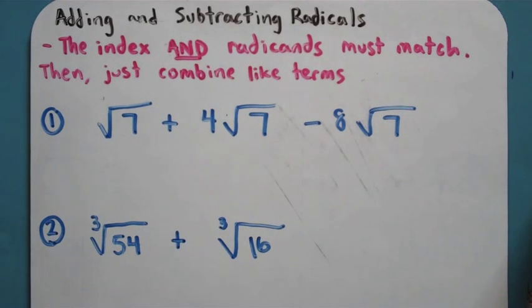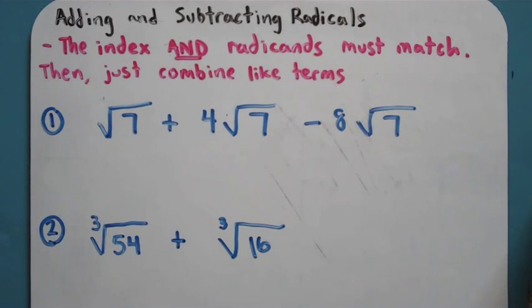When asked to add or subtract radicals, you need to have two things match. With multiplication, all you really cared about was that it was the same index. When you're adding or subtracting, though, the index has to match and the number under the radical has to be the same as well. So you need to have both of those things going on, and then it's basically like a combining like terms problem.